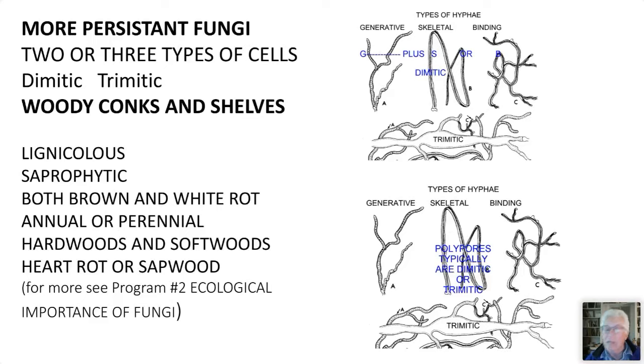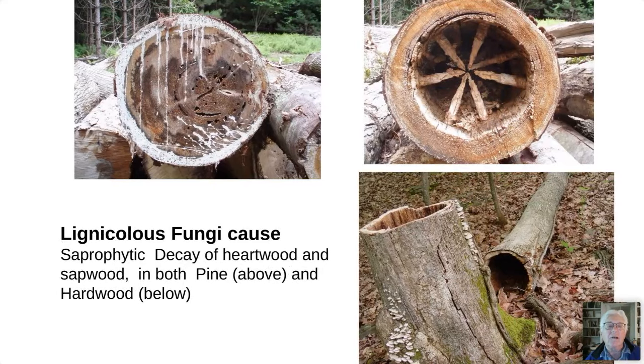So they're lignicolous, which means they live on wood. They're saprophytic. That's how they get their food, from digesting wood and cellulose products. They produce both brown and white rot. They can be annual or perennial. They can exist on hardwoods or softwoods. They can cause heart rot or sapwood rot. And so we'll have a look at those things in the next slide or two. But just to call your attention that program 2 of this series, Ecological Importance of Fungi, covers this material in detail, so I won't cover it too much here.